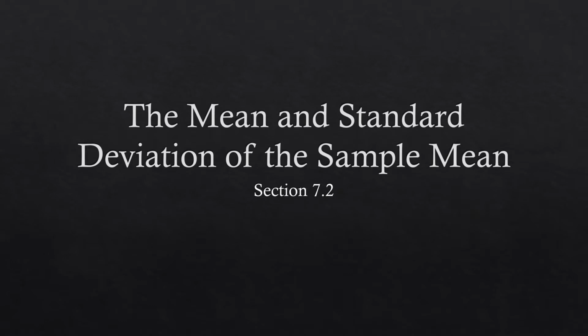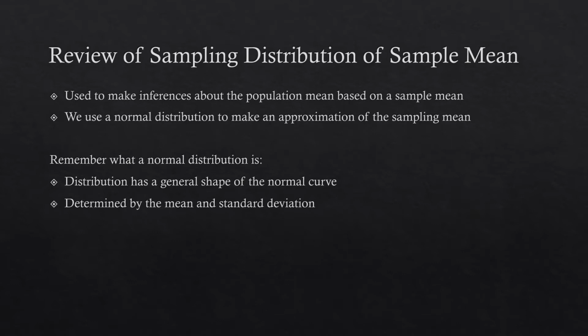Here's section 7.2, the mean and standard deviation of the sample mean. So, we use distributions to make inferences about the population mean based on the sample mean. Now, what we will learn is that we can use a normal distribution to make an approximation of the sampling mean.